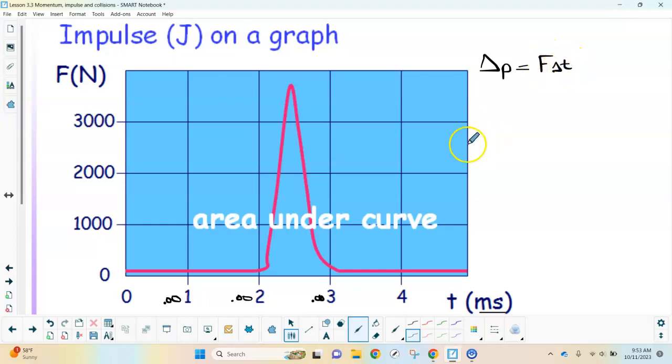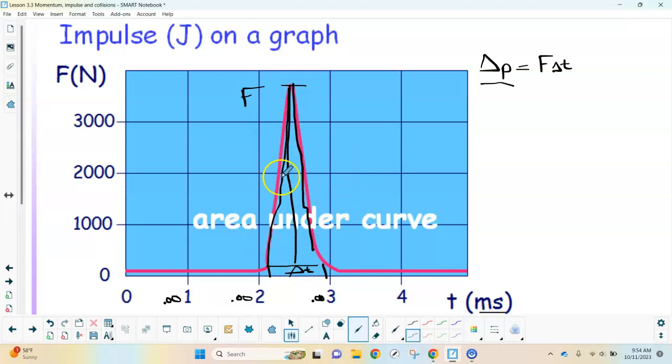So if you take the area of the shape, and we've done areas before, this looks like a triangle. So we would get the change in momentum if we know how long this force is acting for, the time period, and we knew the height, which would be the amount of force. And you'd have a triangle here, so you'd do 1/2 base times height.